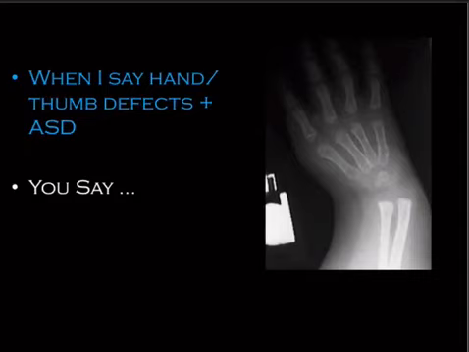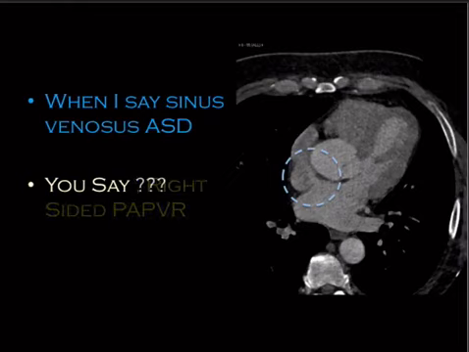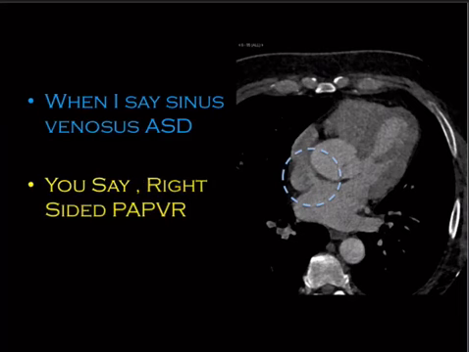When I say hand and thumb defects, like missing a thumb, you say Holt-Oram. That's associated with ASDs. And then lastly, this thing right here, this is a classic picture. When I say sinus venosus ASD, you say right-sided partial anomalous pulmonary venous return.